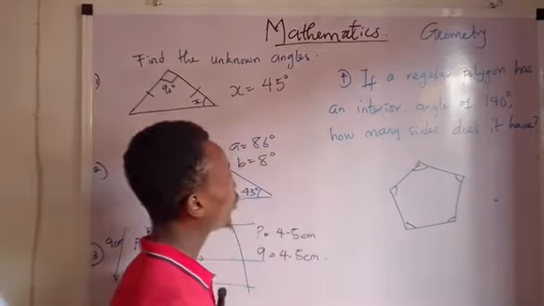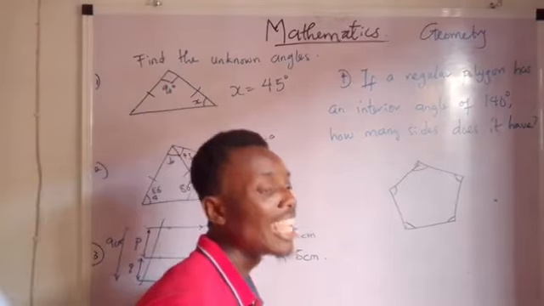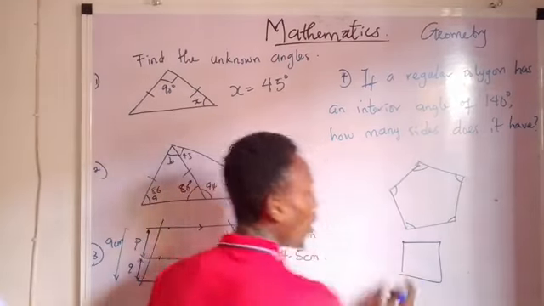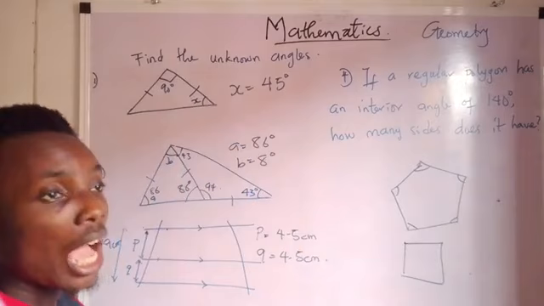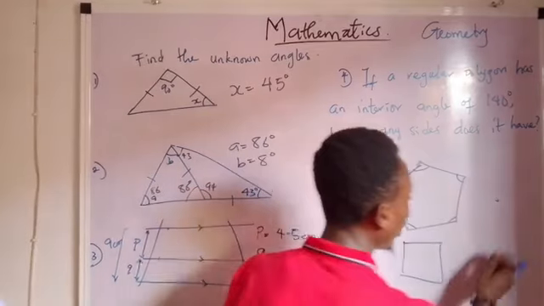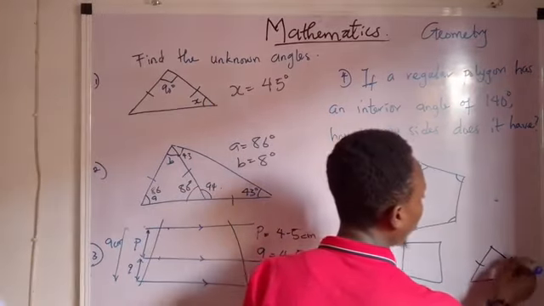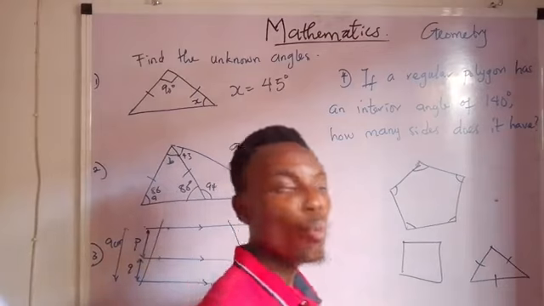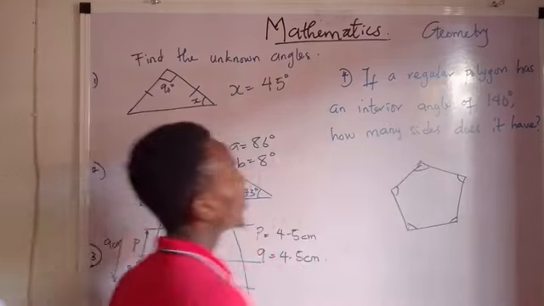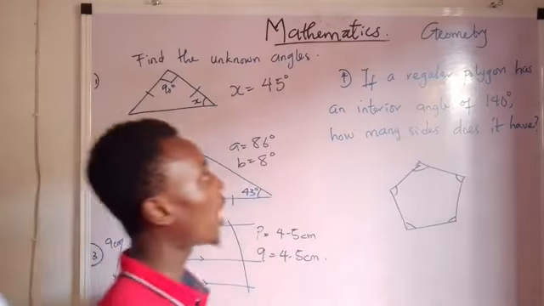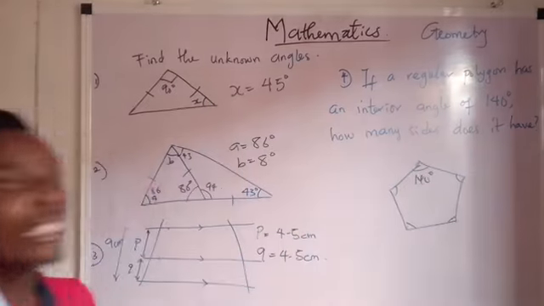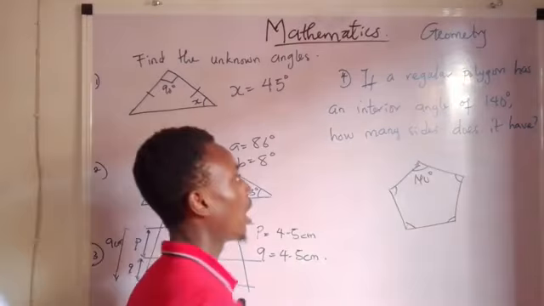For example, your regular quadrilateral is actually your square. All sides and all angles in your square are equal. Are you following me now? Your regular triangle is actually your equilateral triangle. All sides and all angles would be equal. Now, if a regular polygon has an interior angle of 140, let's just assume 140 degrees, how many sides does it have? How many sides does it have?